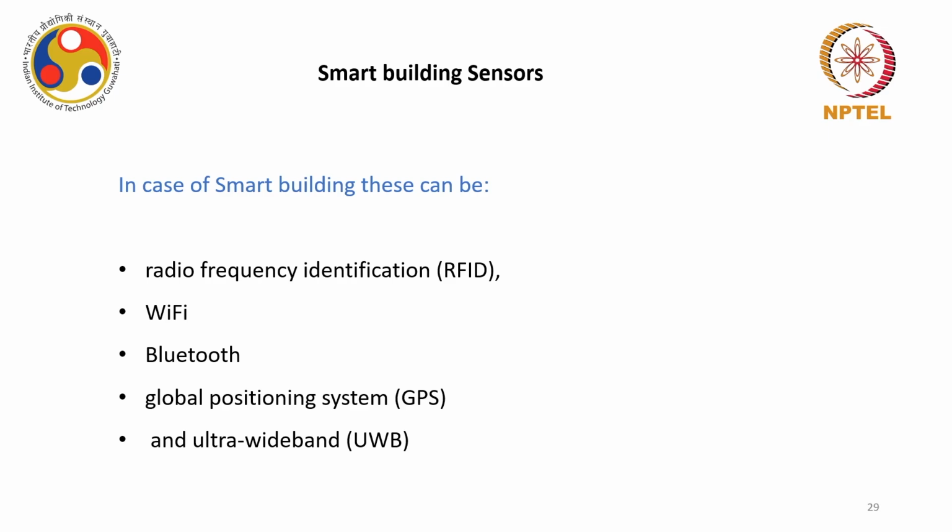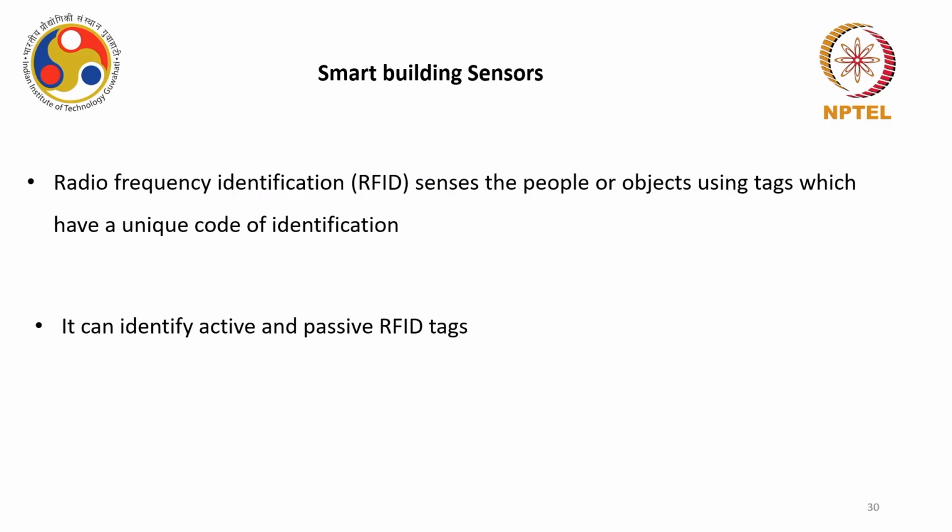Okay, so in general you have radio frequency identification (RFID) based smart building motion detectors. You have Wi-Fi based smart building sensors, motion sensors. You have Bluetooth based devices. You can also use a global positioning system for tracking motion of an occupant. And as I have already mentioned, you have ultra wideband based devices for this measurement.